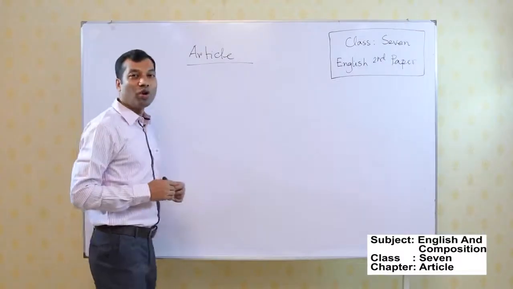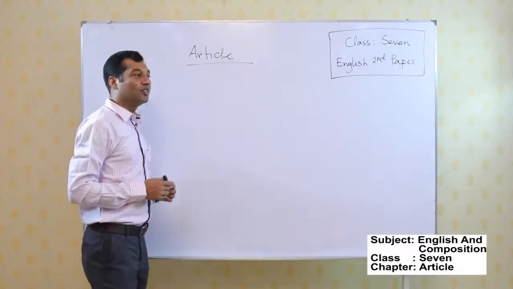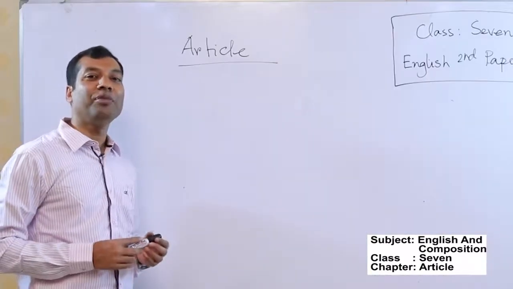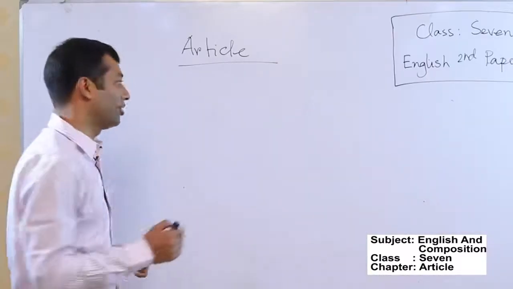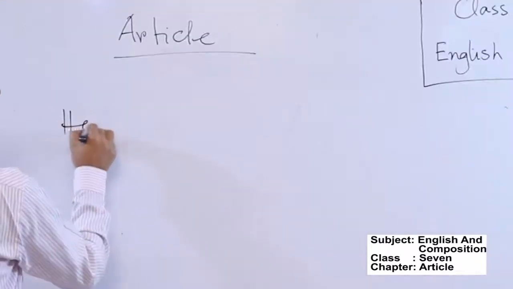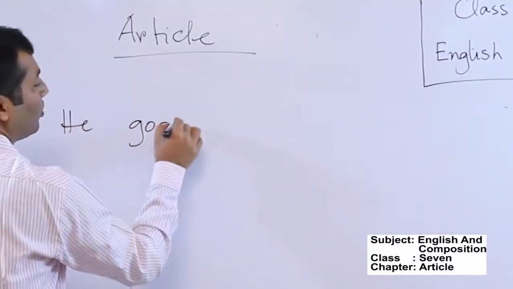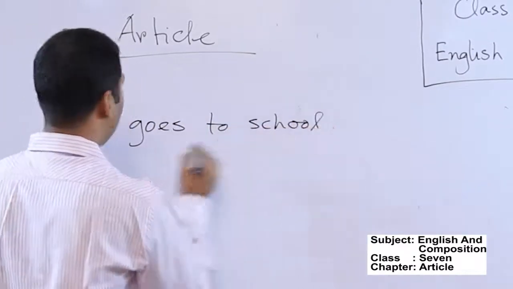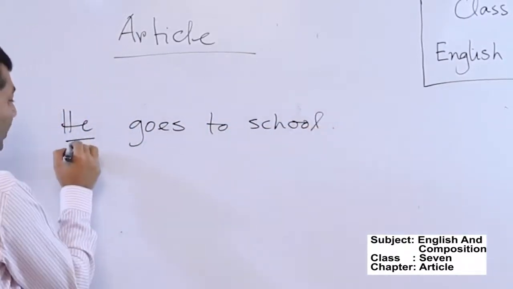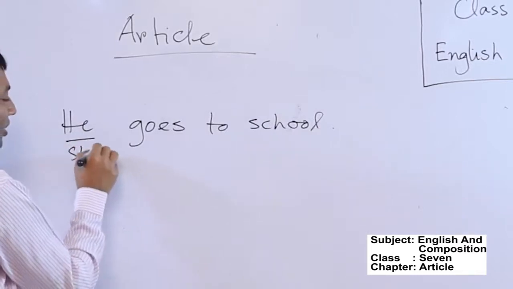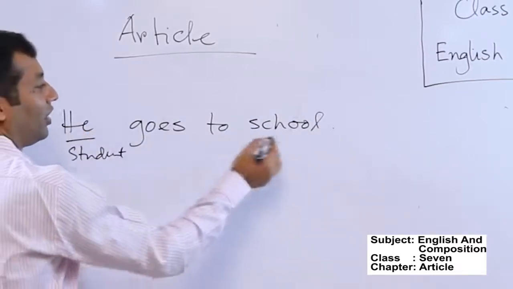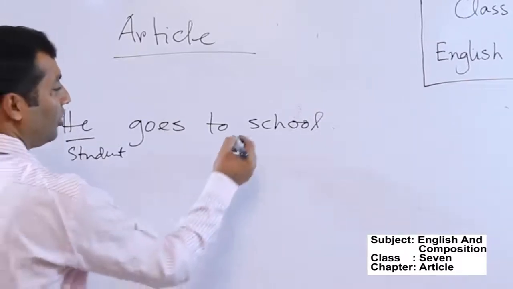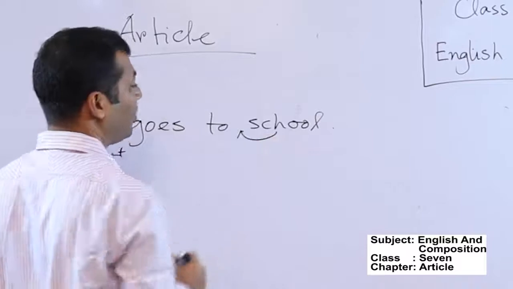Before school, college, church, these are places where you do not need to use an article if they are meant for their primary purpose. For example, he goes to school. Here, he goes to school means he is a student, and his primary purpose is to go to school for learning. So here you do not need to use an article before them.